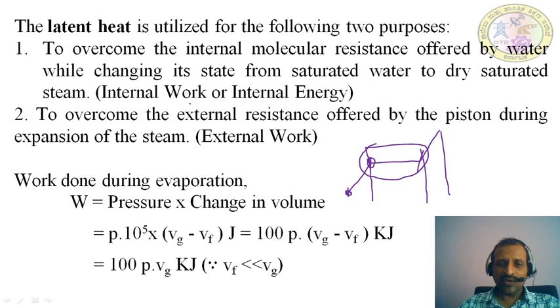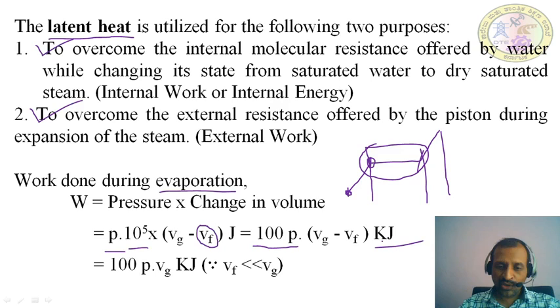So after this it is 100 P into Vg minus Vf. I have not changed anything. Instead of 10 to power 5, I have written here 100. Why have I written 100? Because I have made it kilojoule. Earlier it was joule, so now it is kilojoule. Kilojoule means out of 10 to power 5, 10 to power 3 goes to the unit, so only 100 remains. So I have written 100 P Vg minus Vf, right? Then next, 100 P Vg kilojoule.